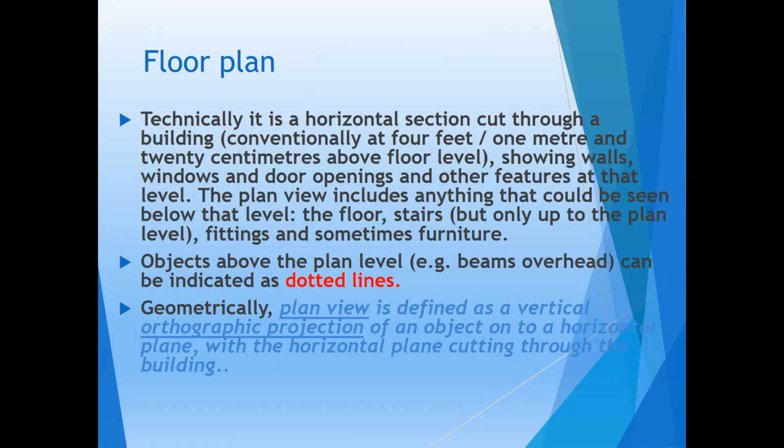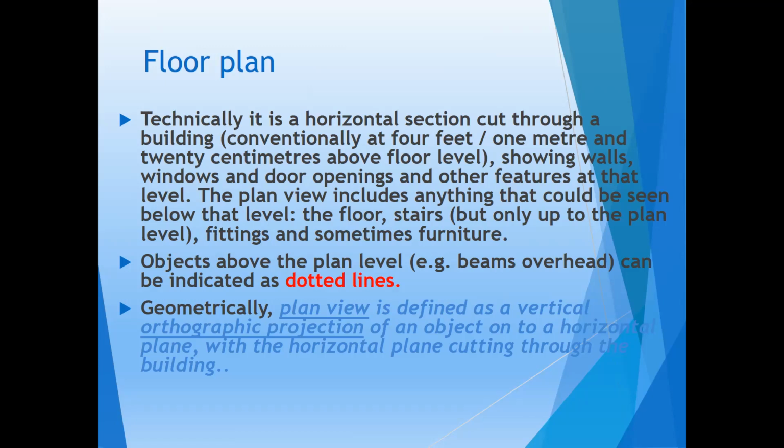Floor plan. In other words, it is called a horizontal section cut through a building, conventionally at 4 feet, 1 meter above the floor level, showing walls, windows, door openings, and any other feature at that level. The plan view includes anything that could be seen below the level, the floors, stairs, that means up to the plan level only, fittings, and sometimes furniture. Objects above the plan level, for example beams overhead, can be indicated as a dotted line.